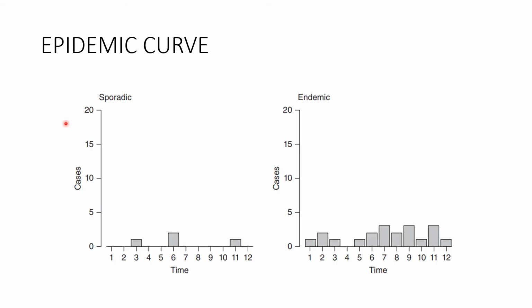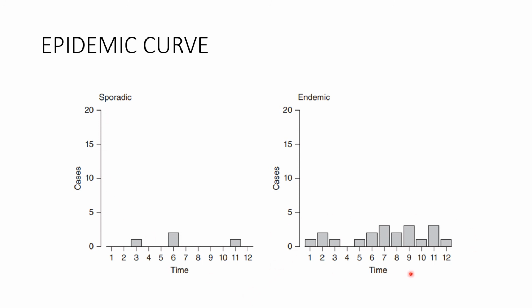Now, let's look at the epidemic curve on the different types of occurrence of disease. So if you can see here, the sporadic one, on the left side, you can see the number of cases is few, and they are few and very far apart. So if you plot a disease occurrence and you see this, it may be indicative of sporadic occurrence of disease.